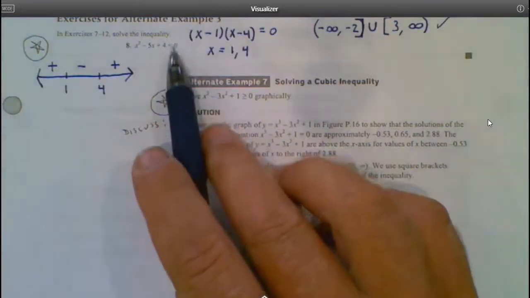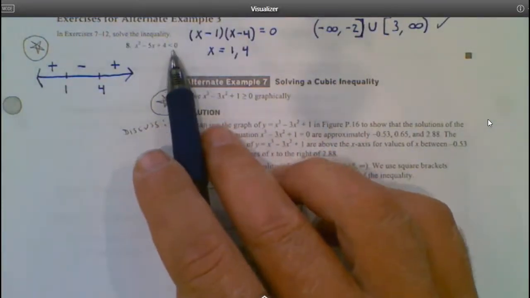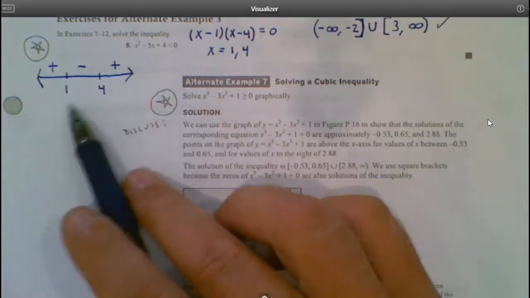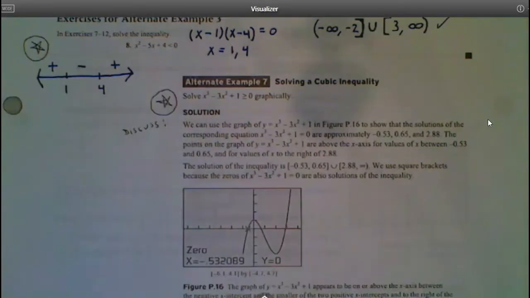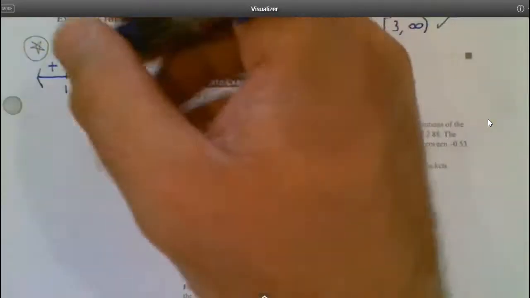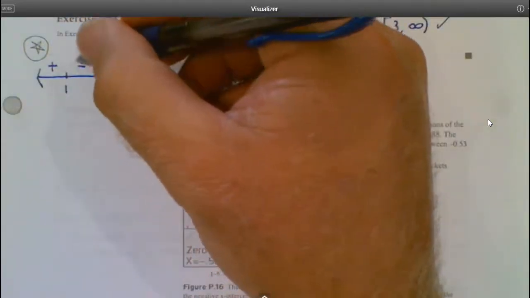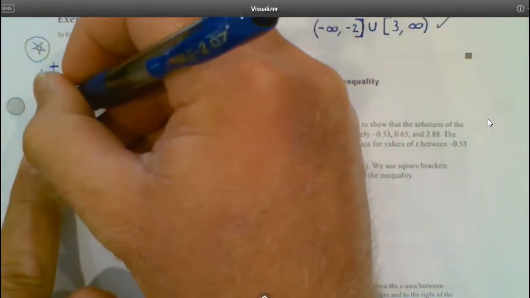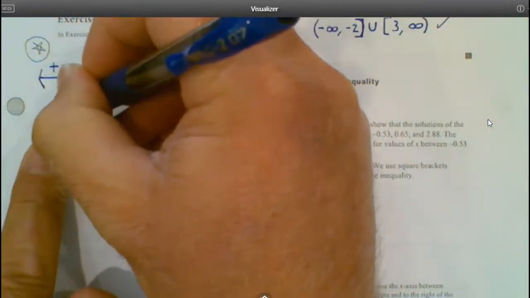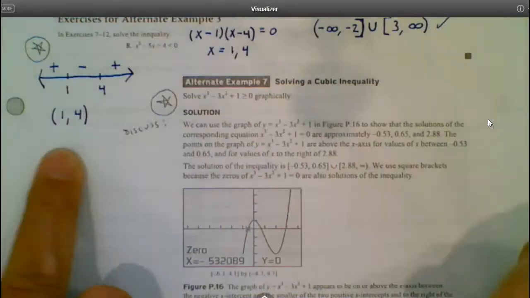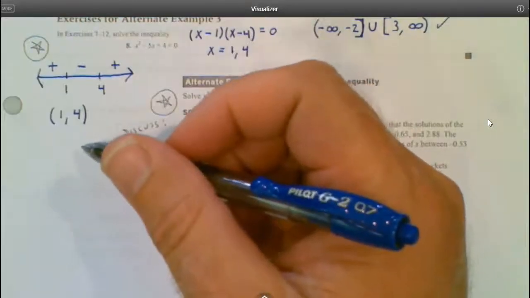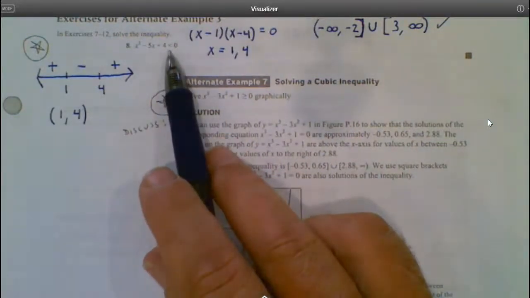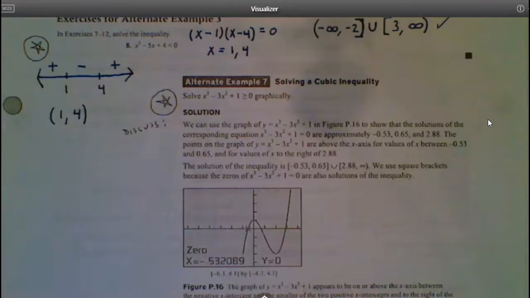In this case, I'm looking for the portions that are negative, less than 0. And there's no equal sign on this, so I do not get to include my intercepts in my answer. So I simply want to say that it's this piece of the puzzle right here. So the numbers from 1 to 4 would be the best way to write that answer, right? And again, I'm putting parentheses because there's no equal sign right here. So I'm not allowed to include those intercepts.